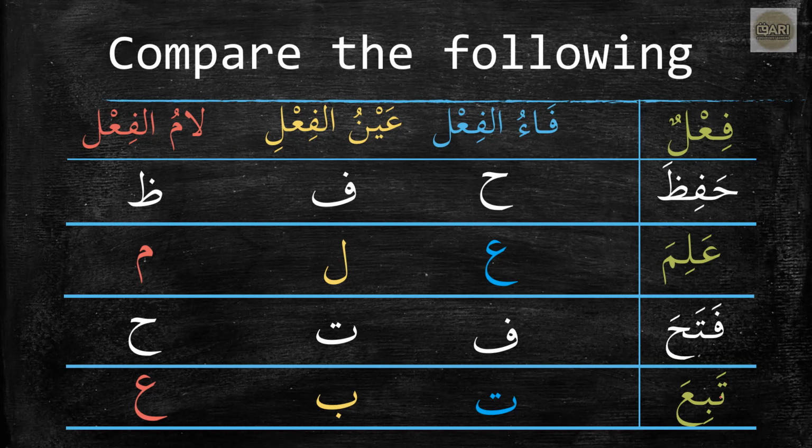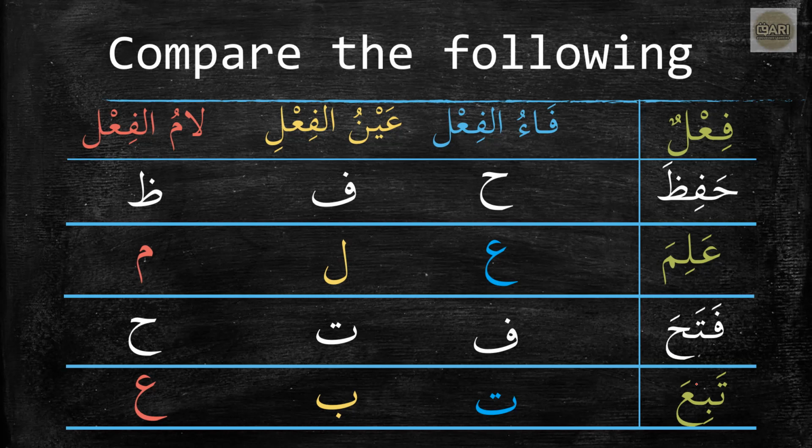Here we have 4 verbs. What do all of these verbs have in common? I'll give you 3 guesses, and the first 2 don't count. They all consist of 3 letters. Absolutely. So, because they consist of 3 letters, then we can use our formula when we talk about them and on the letters that comprise them. We're going to use our terms fa'ul fi'l, ainul fi'l, and lamul fi'l.